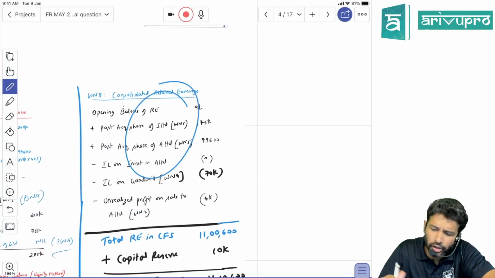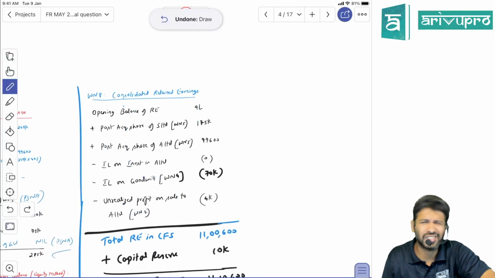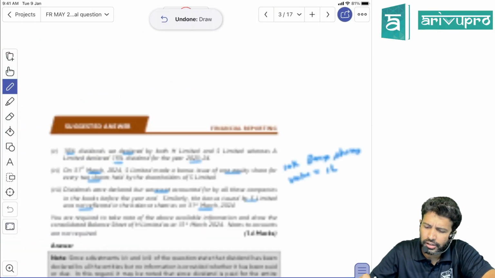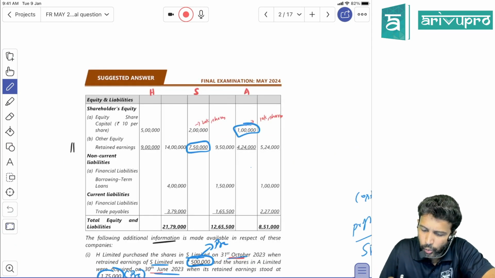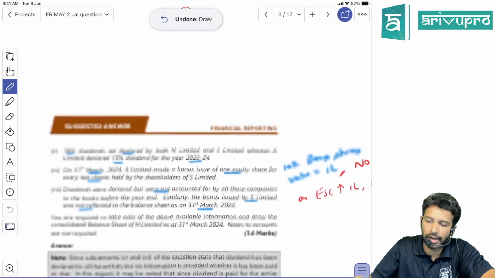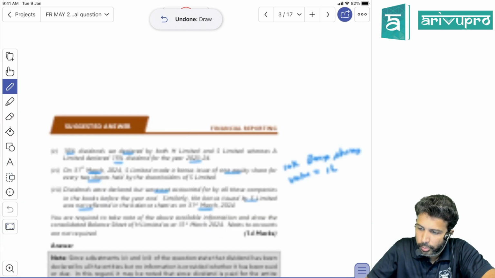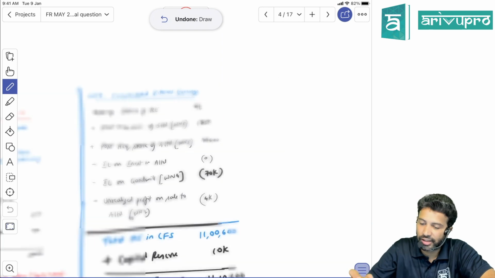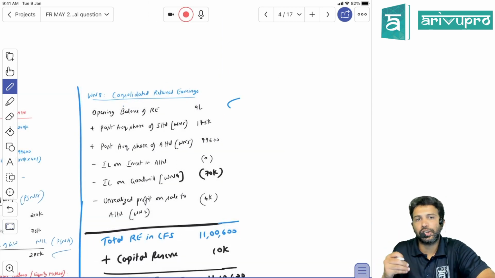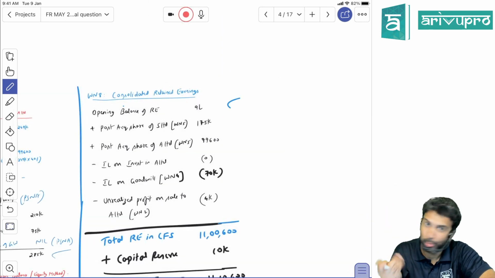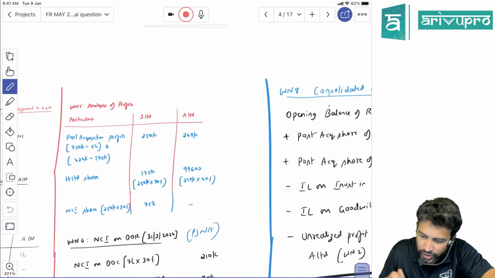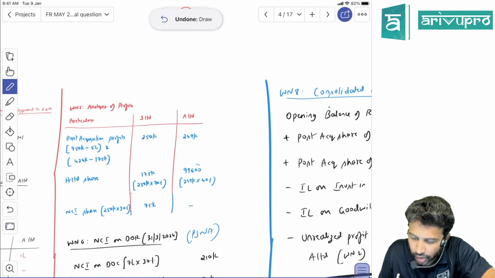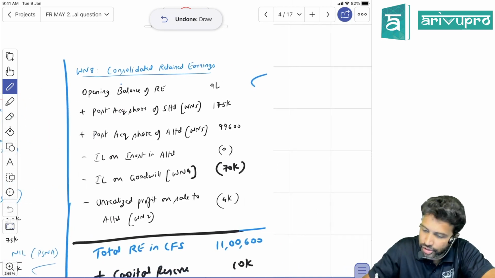Last working note for you is your consolidated retained earnings. That's pretty straightforward. What is the retained earnings of the parent given in the question? The retained earnings of H Limited is 14 lakh in total, 5 lakh plus 9 lakh, so the retained earnings of the parent is only 9 lakh. Take that. Then the post-acquisition profit of the subsidiary and the associate both will be there. Post-acquisition profit of the subsidiary is 175, of the associate is 99,600. Add these two, it's done.